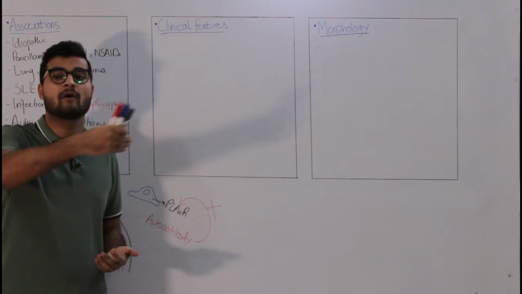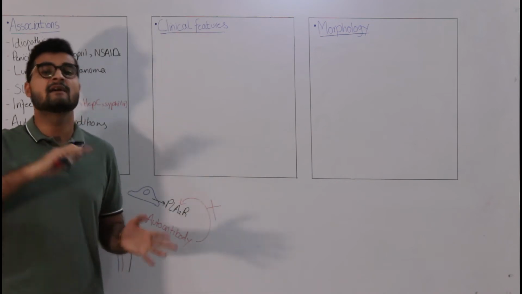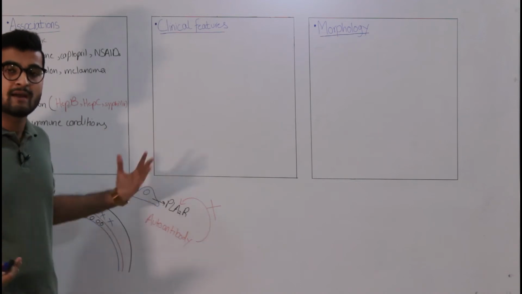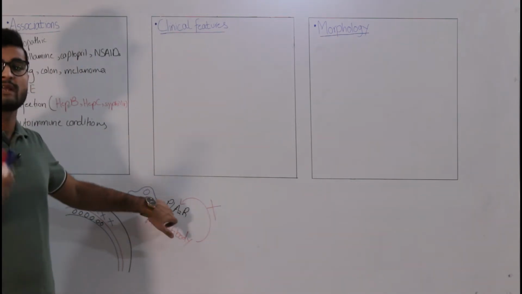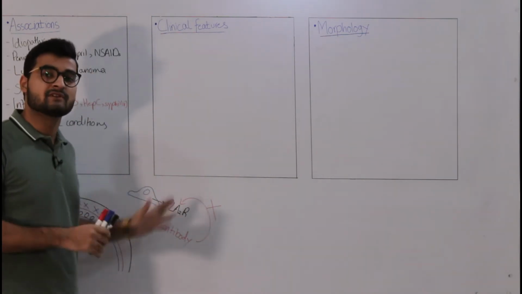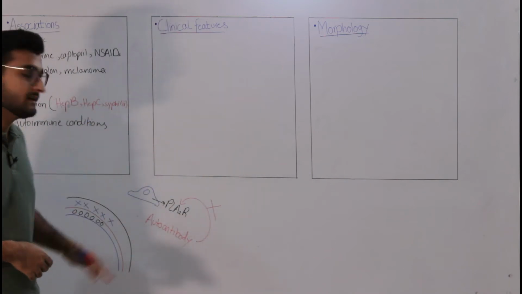Like we discussed that in all nephrotic syndrome diseases, you have damage to your podocytes one way or the other. So in membranous nephropathy, how do you damage your podocytes? Through autoantibody production against your phospholipase A2 receptors that are present on your podocytes. So this is how you're going to damage your podocytes in membranous nephropathy.